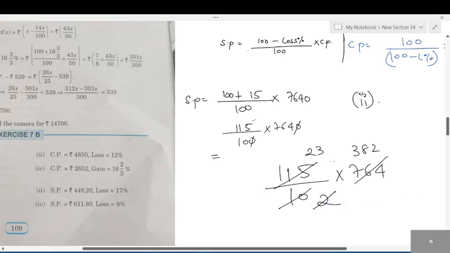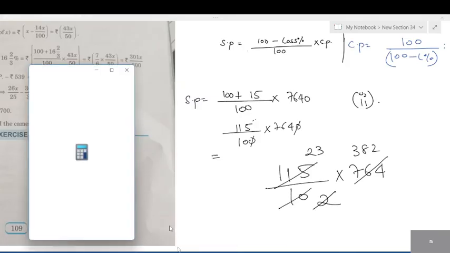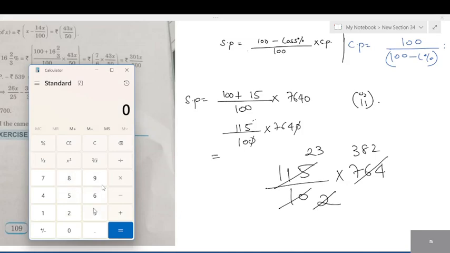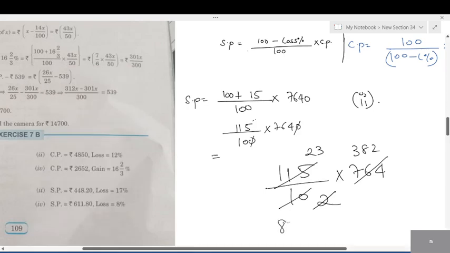382 into 23 is 8,786. Let me check. 382 into 23. 8,786. See, calculation part you'll have to try, students, okay? You're in 8th standard, you shouldn't go wrong in this.